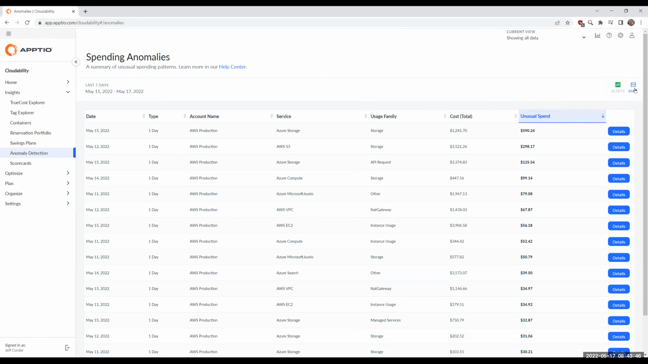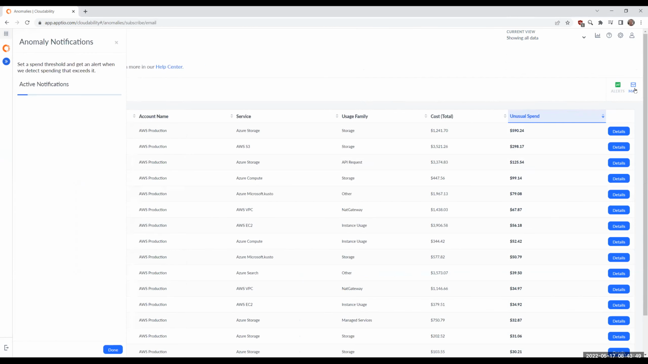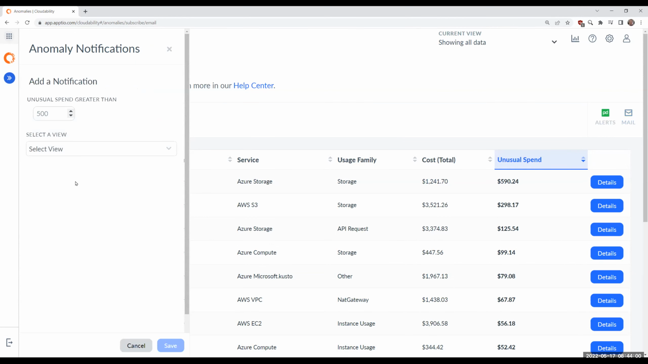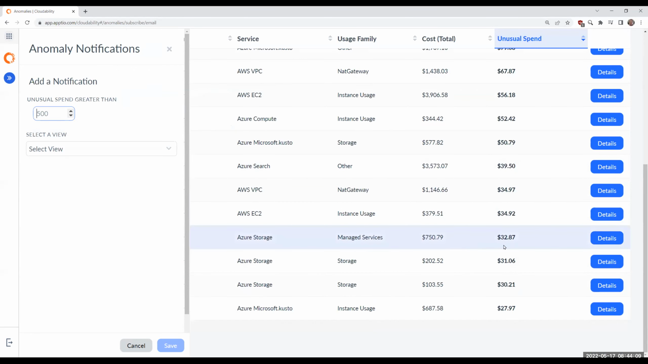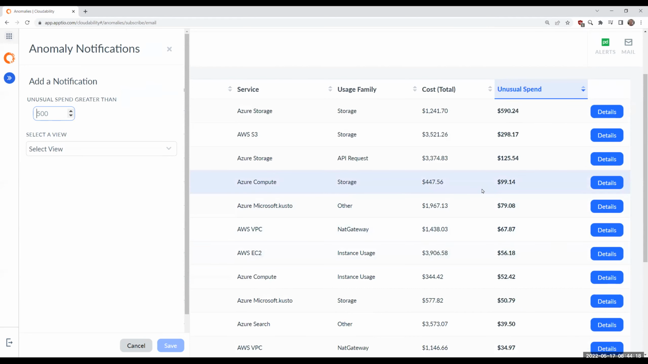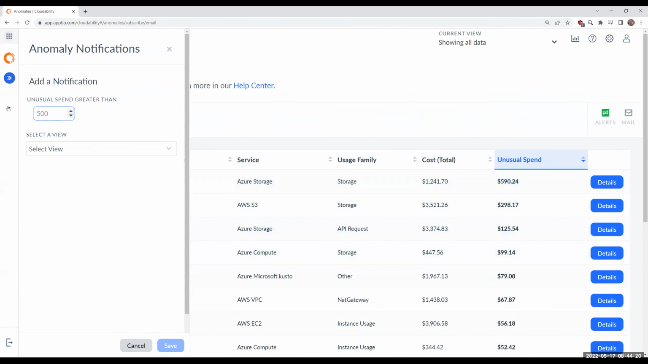But I do want to reiterate the importance of alerts. Whenever we take people through anomaly detection, I always encourage them to set up an alert live on the call with us. So set a dollar threshold if it makes sense. If you are a larger company, maybe you don't care about these $32 anomalies or even these $50 anomalies. Maybe you want only things above $100 or above $200. This 500 there is just an example. You can certainly choose whatever dollar amount you like.